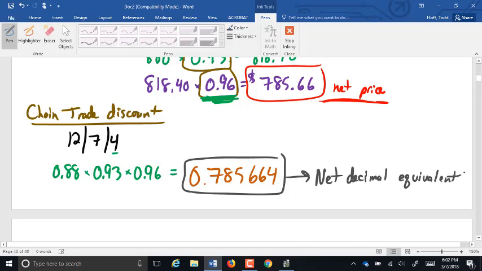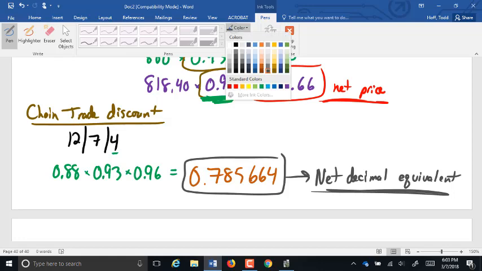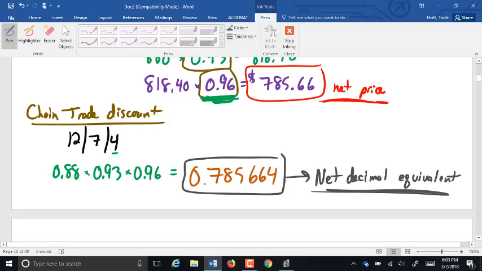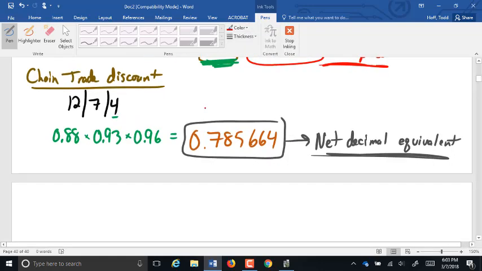It is basically the single discount equivalent, or the single net price equivalency rate, combining all of those trade discounts into one. What is that net decimal equivalent used for? Well, I could take my list price times that net decimal equivalent, and it'll give me my net price.